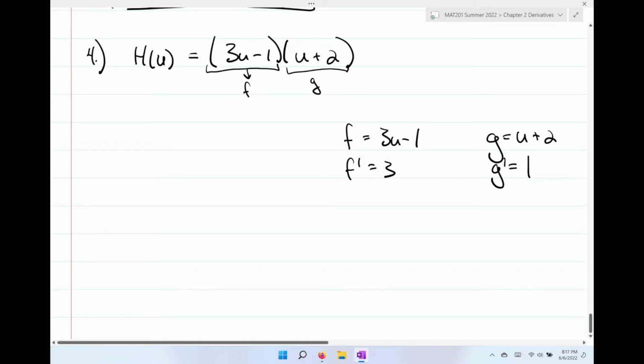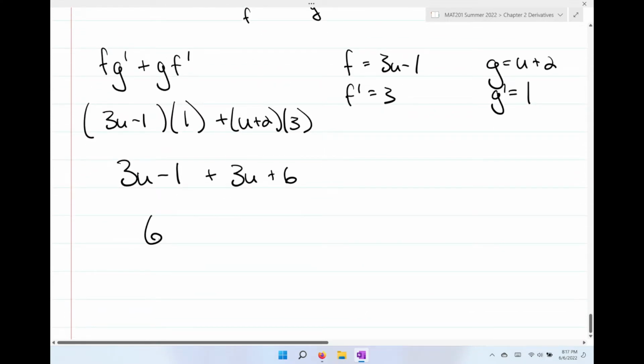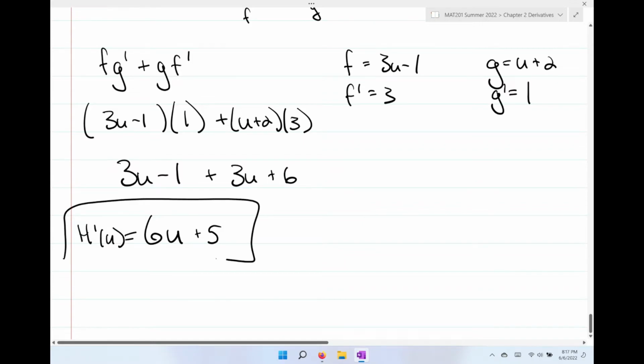I know the product rule is f g prime plus g f prime. So f is 3u minus 1 times g prime, which is 1, plus g is u plus 2 times f prime, which is 3. Now I will go ahead and simplify this by using my distributive property. So I get 3u minus 1 plus 3u plus 6. And this simplifies down into 6u plus 5. So h prime of u equals 6u plus 5.